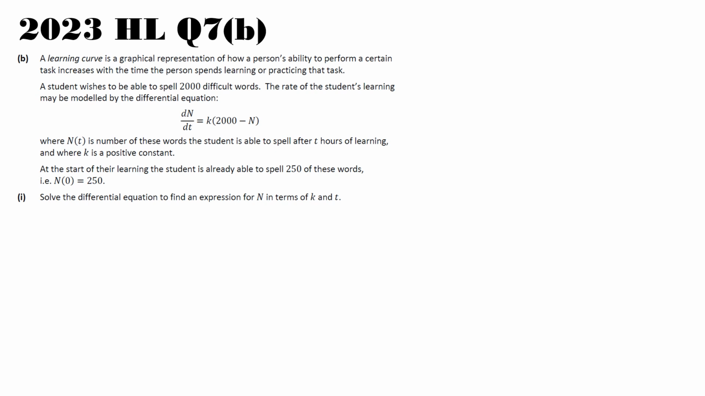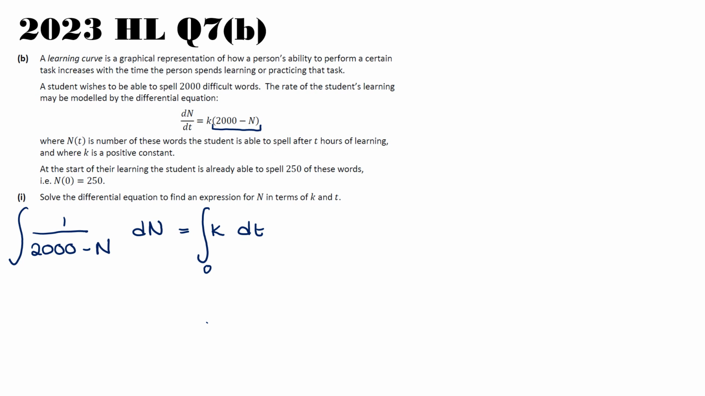So step 1, because we've been given the differential equation, is to separate it out so we have different variables on each side. So we're going to bring the n's to the left-hand side. So I'm going to bring this whole bracket across. So I get 1 over 2,000 minus n dn is equal to k dt. And we're going to integrate both sides.